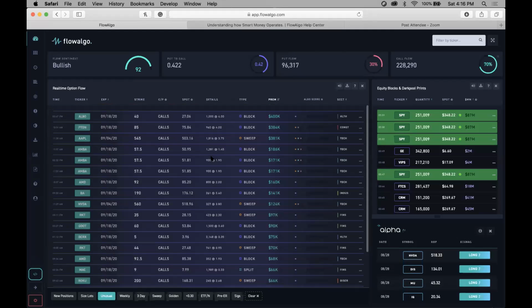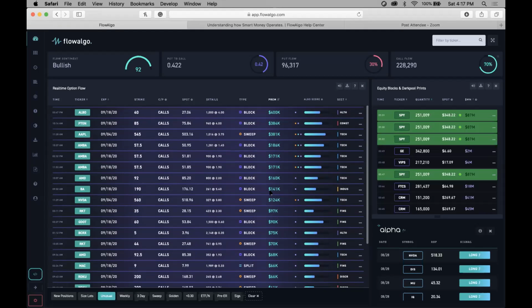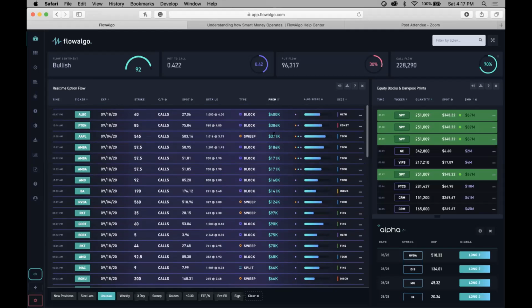And if you look at this Apple one, it was a sweep. So they were very eager to get in. They're very far out of the money, they have this week's expiration, and they put a good amount of money behind it. I mean, almost $500,000 here. So that's something. If this was more expensive, I'd be even more inclined to take it.